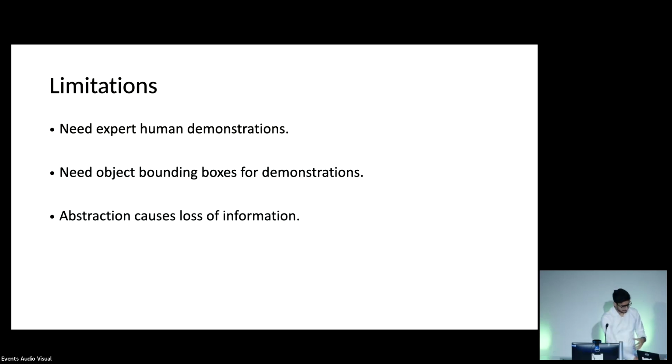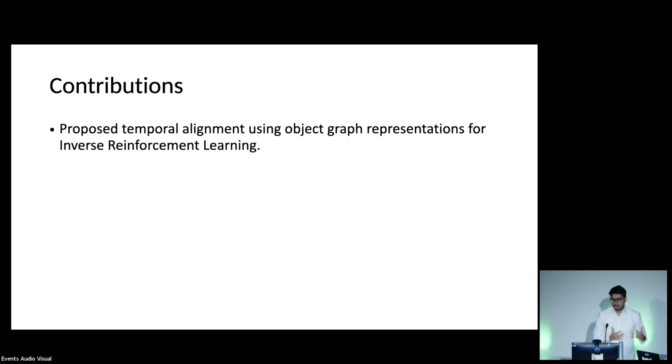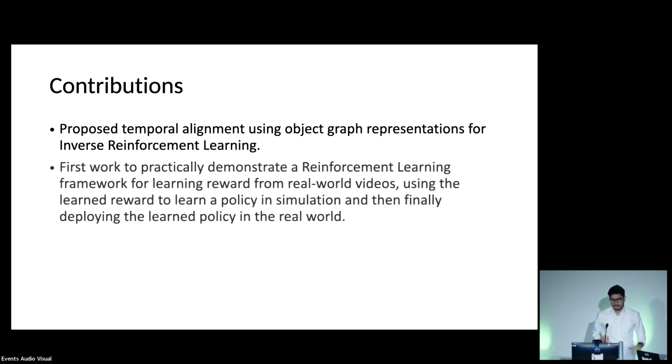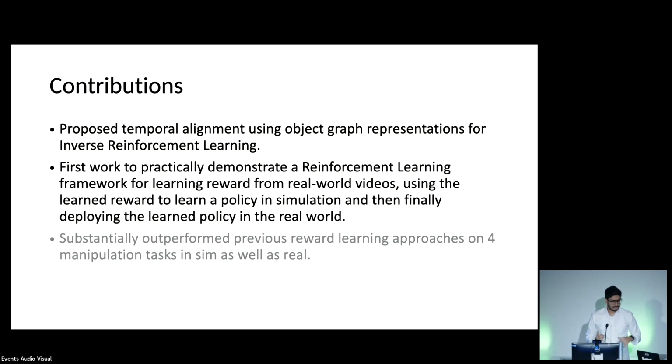To conclude, we propose temporal alignment using object graph representation for inverse reinforcement learning. This is one of the first works to practically demonstrate a pipeline where you learn reward functions directly from real-world videos. You then use that reward to learn a policy in simulation, and then finally you deploy the policy back in the real world. We note that we substantially outperform previous reward learning approaches on 4 manipulation tasks in simulation as well as real.